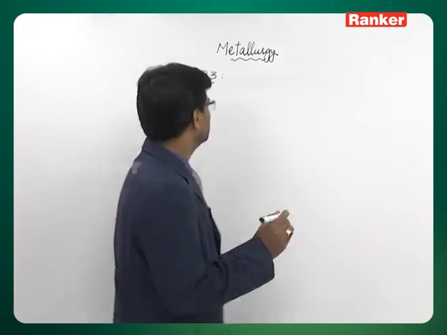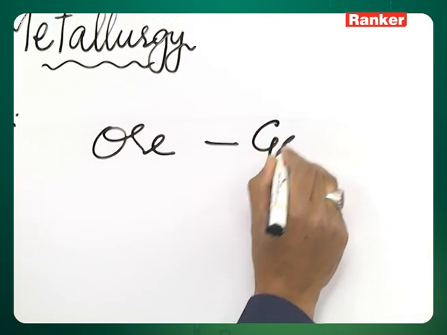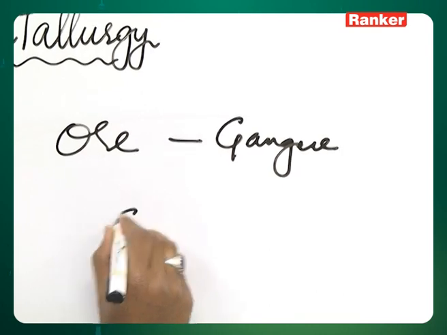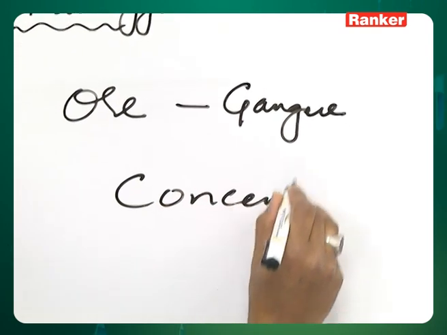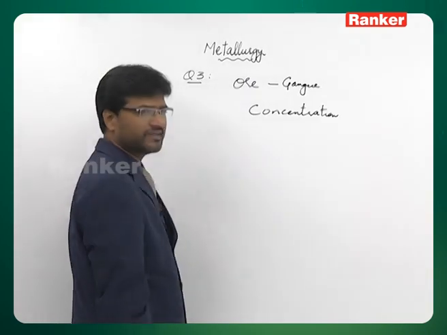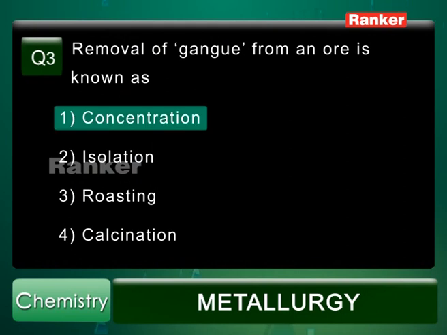So the correct answer is concentration, ore minus gangue. This process is called concentration of ore. Removal of gangue from the ore is called concentration. Correct answer is first option, concentration.